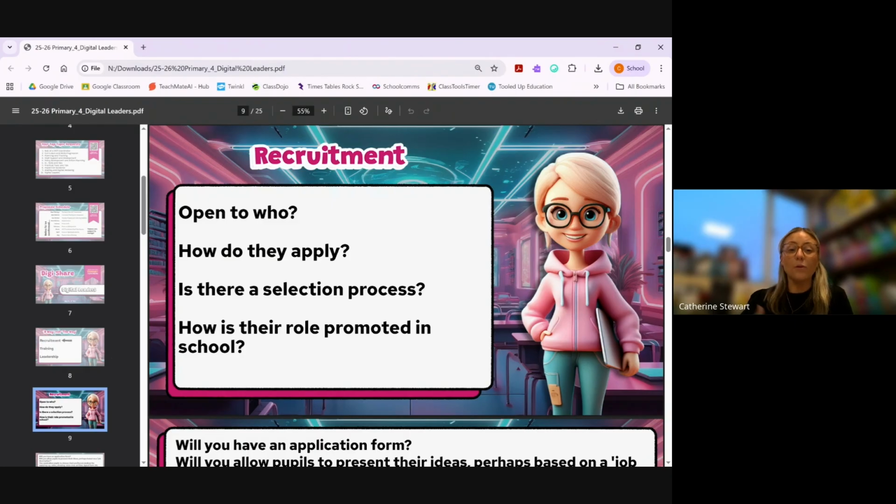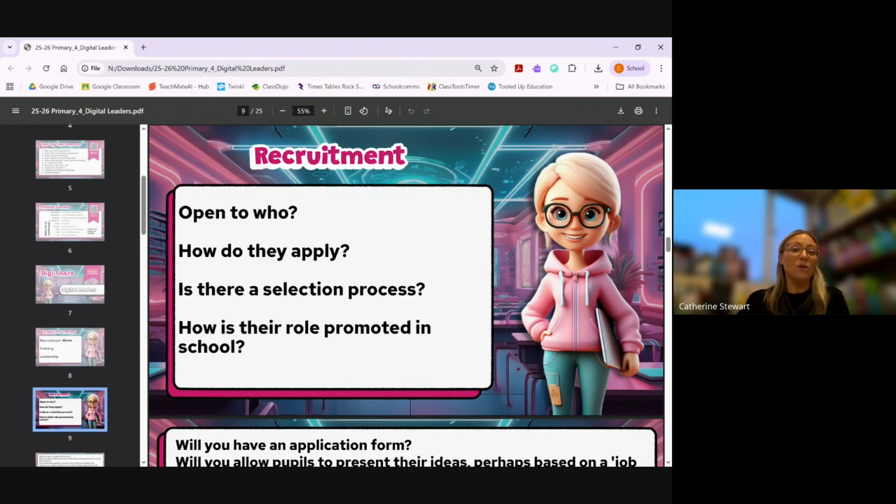And then think about promoting that. So talking about an assembly, putting it on the school newsletter, maybe sending, if you've got current digital leaders like yourselves and you're recruiting new ones, sending them into classes to tell the other classes about what they do when they meet, what new things they get to do that they don't get to do in normal day-to-day classroom activities.